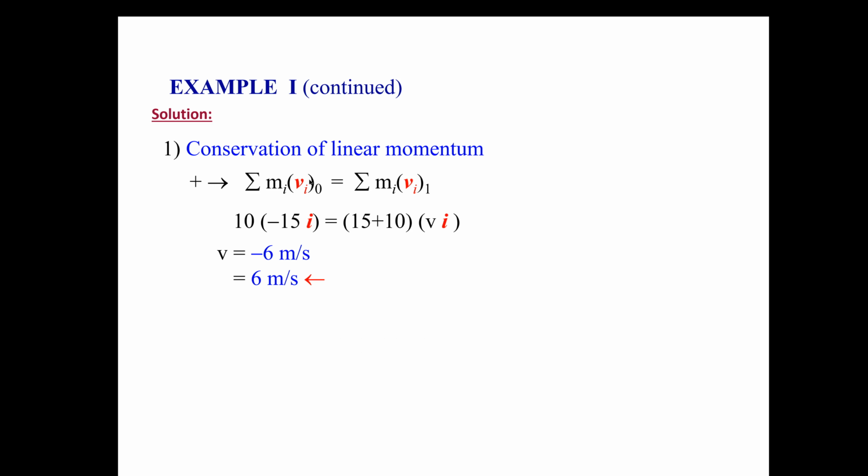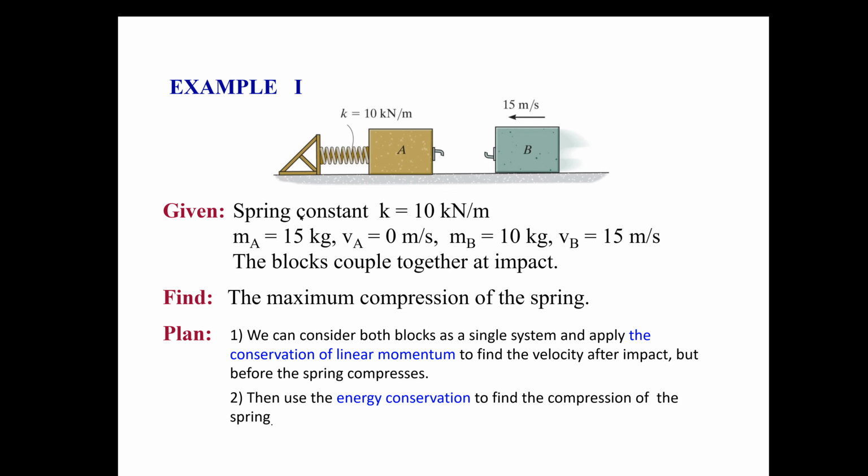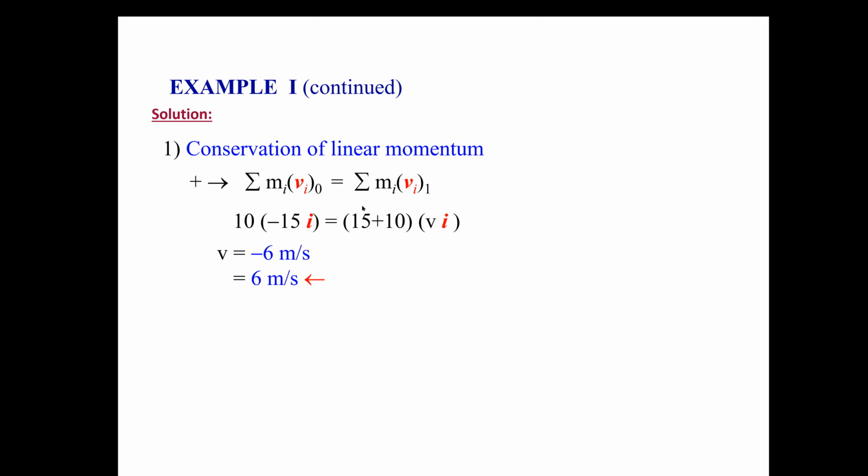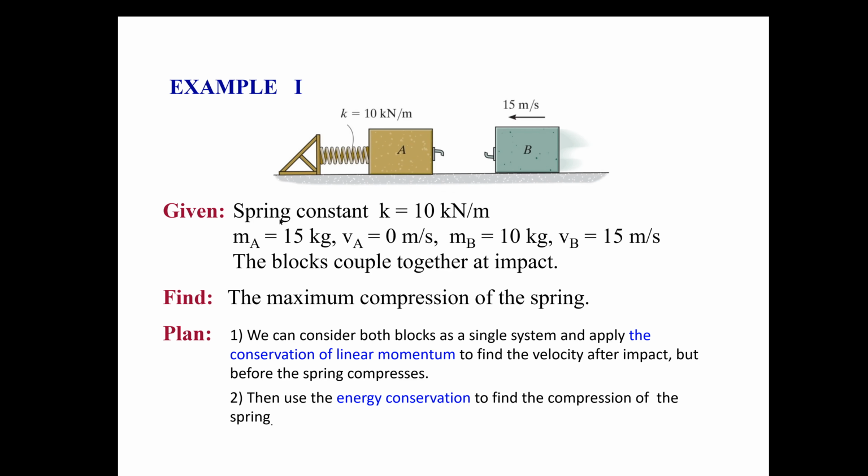Here's the initial equation. You're just saying whatever you have initially is equal to whatever you have finally. When you think in terms of direction, you define a direction. In this case, I define positive as off to the right. And so you have a negative here for the first block. This is the block over to the right, block B, which is 15 meters per second times 10. Block B is 10 kilograms, and the other one's 15 kilograms.